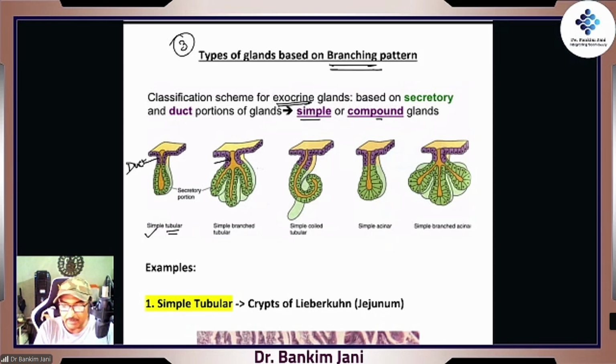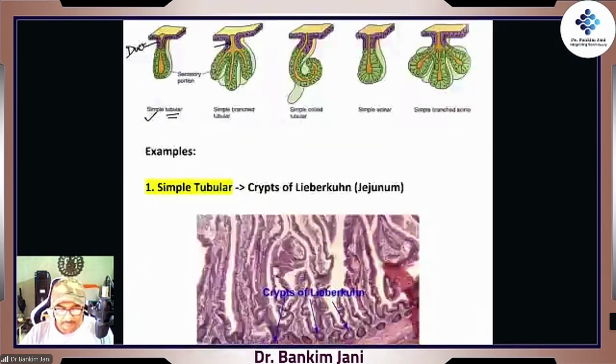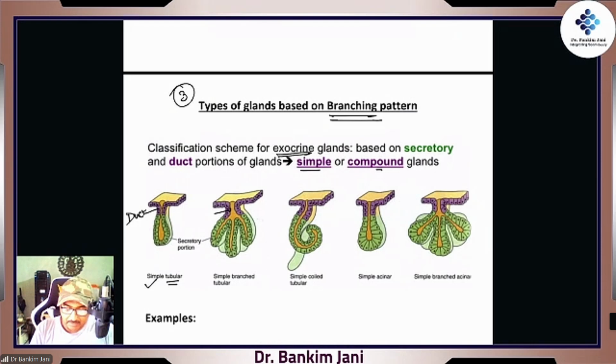We'll see examples of all the types, along with the real images. So just understand. Then the third one is the simple coiled tubular. Simple tubular means there is only one duct and one secretory portion, but this secretory portion is coiled. Here it is coiled. So that's why we gave a new name. Otherwise, simple coiled tubular is like a subtype of simple tubular, and that way also you can remember, but just the difference.